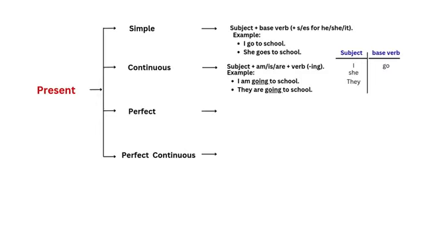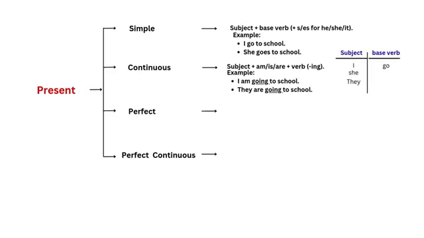For present continuous, subject plus am, is, or are plus verb plus ing. Example: I am going to school means that the person is in the process of going to school right now. Here, I is the subject.